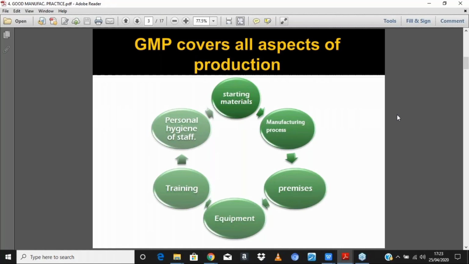So starting materials, then the manufacturing process. Let us see how it's done, and your premises. Literally, there are certain foods that we buy and eat in our restaurants and eateries around us. Sometimes if you were to go backstage to see how some of these things are prepared, the hygiene around it, you just might not even want to eat that. And it all boils down to hygiene.